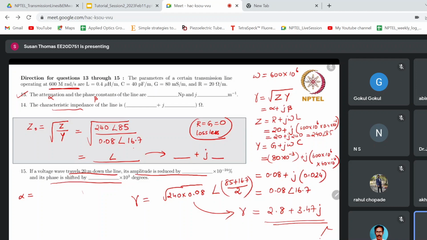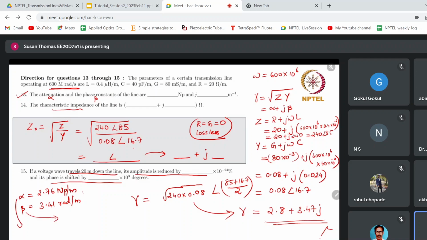Alpha value, I can just write it down here. Alpha was 2.76 Napier per meter and beta was 3.41 radian per meter. So we know per meter what is the attenuation constant and per meter what is the phase shift. I can say phase constant is nothing but the phase shift. So for 20 meters, do calculate this.